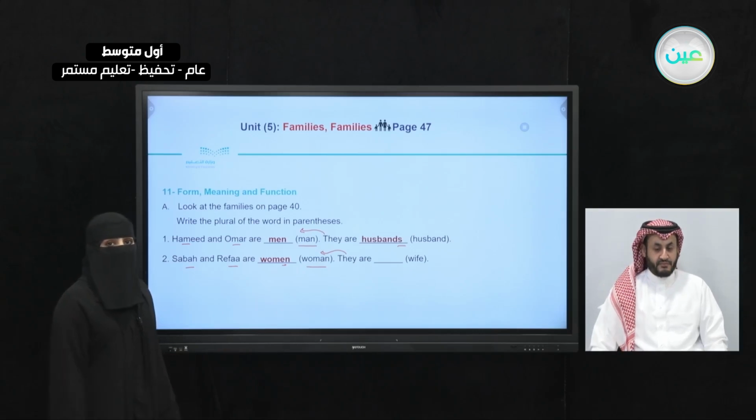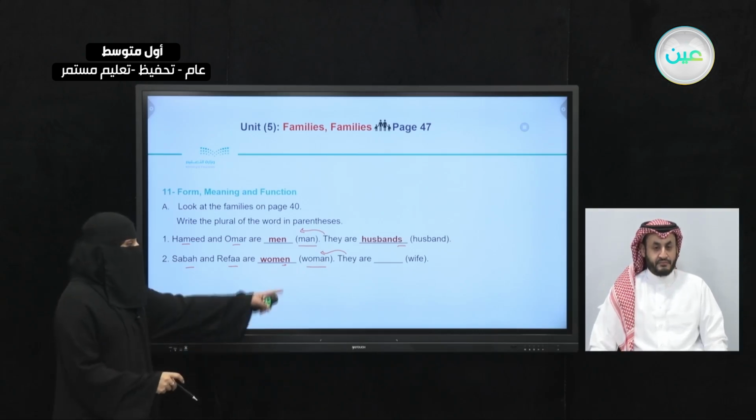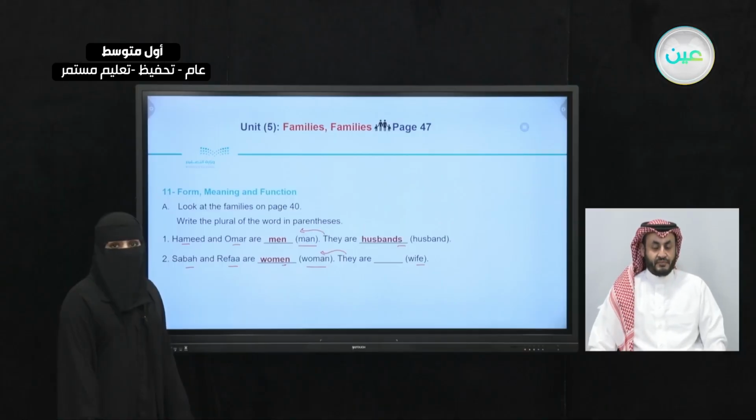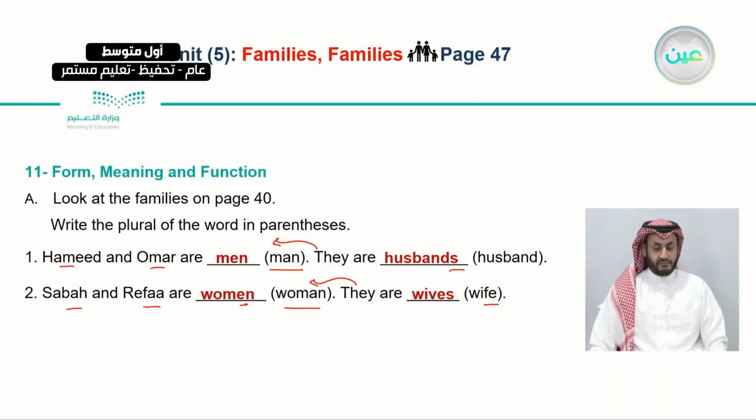They are wife, and wife is an irregular noun. In this case, what should I do? Have a look at the word wife. What did you notice here? It ends with an FE. So in this case, what should I do? Remember? Good job. Wives. The FE changes into VES, as you can see, in order to make the plural form of the irregular noun.